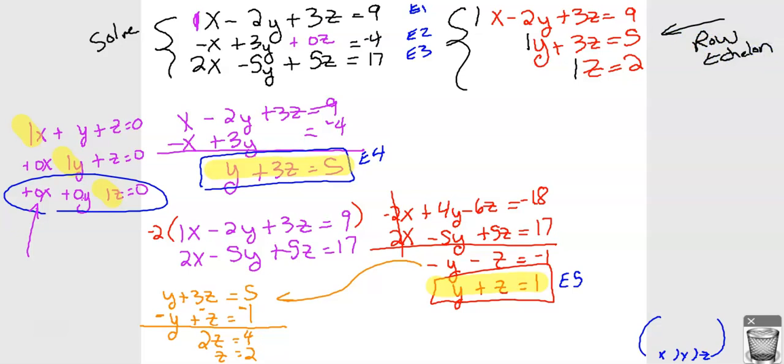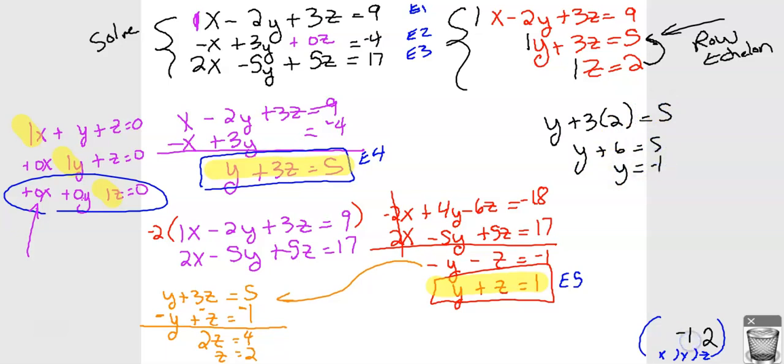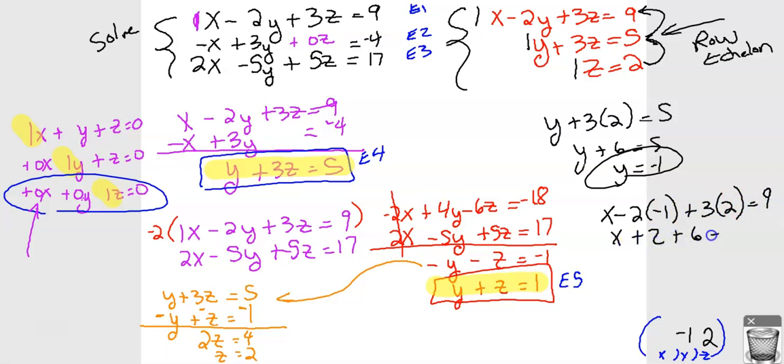Now, once I get row echelon form, I know my z is 2, I just need to back substitute it in. If z equals 2, so y plus 3 times 2 equals 5, y plus 6 equals 5, which means y equals negative 1. And if y equals negative 1, I just need to back substitute that into the first equation. So x minus 2 times y plus 3 times z will give me 9, which is x plus 2 plus 6, x plus 8, which is x equals 1.